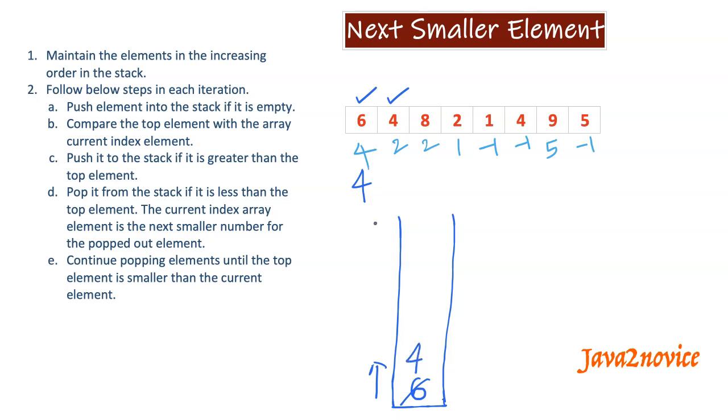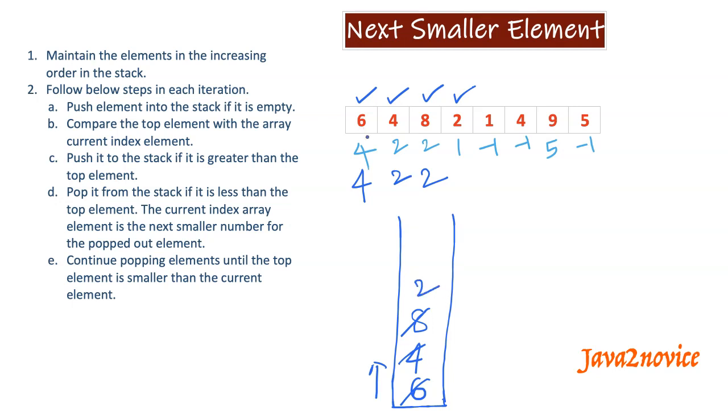In the next iteration, the number is 8. 8 is greater than 4, so push it into the stack. In the next iteration, the number is 2. 2 is smaller than 8, so pop out 8. 2 became the next smaller number for 8. Continue comparing with the next top element. 2 is still less than 4, so pop it out. 2 is also the next smaller element for number 4. Since the stack is empty, push 2 into the stack.